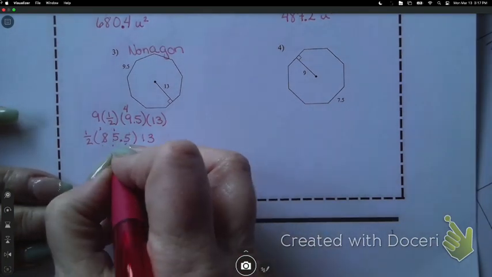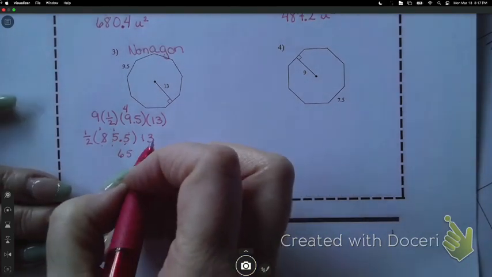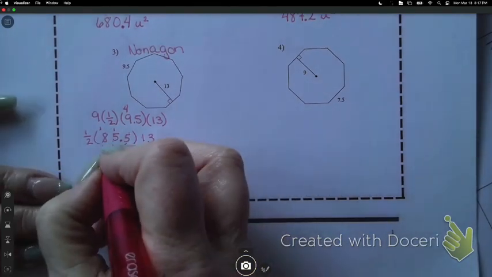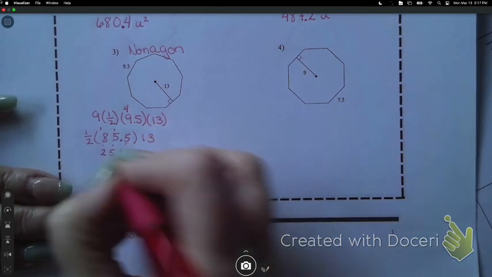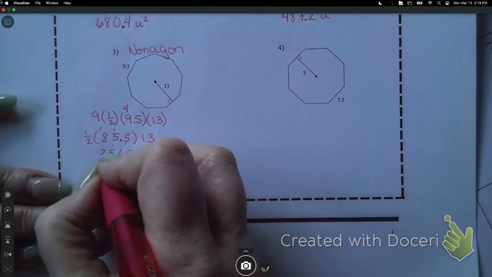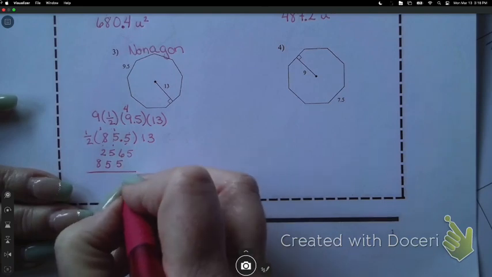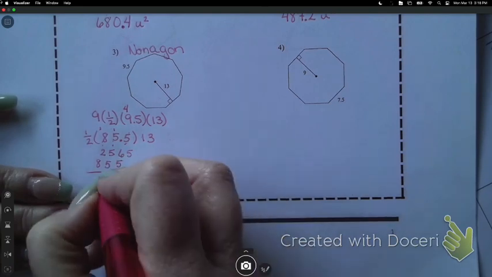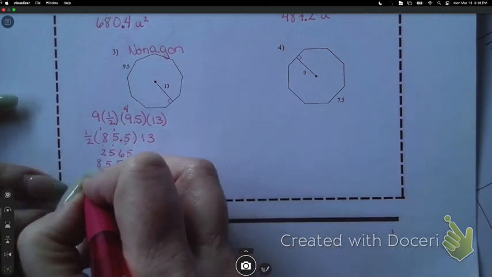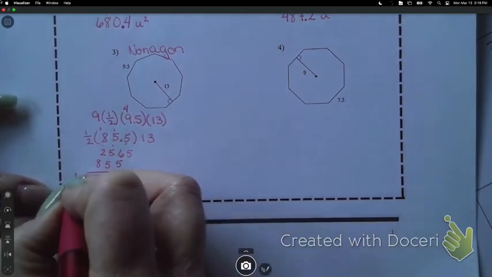What did you say the answer was supposed to be? 1,111.5. Okay. Well, I got it this time. I don't know why I didn't last time. I don't know what happened.